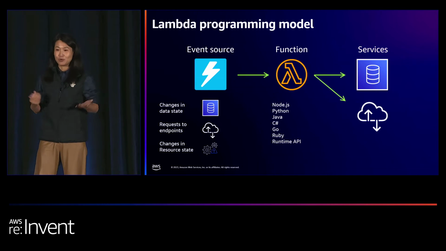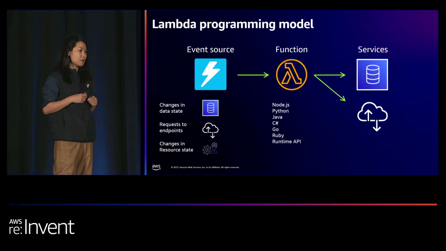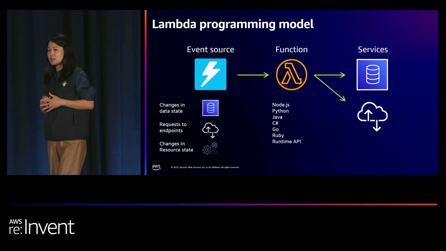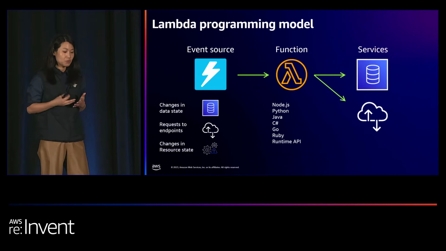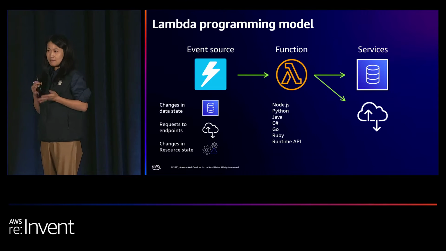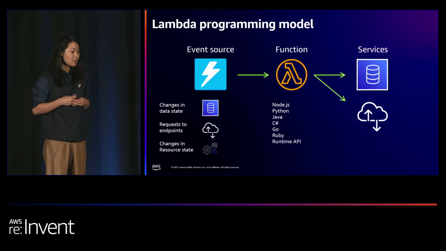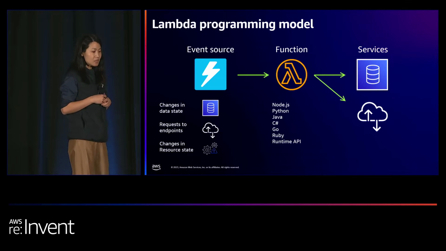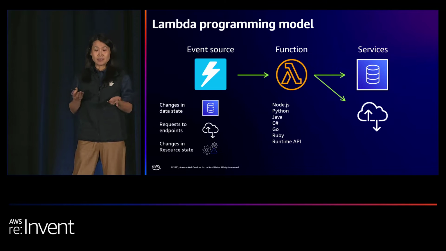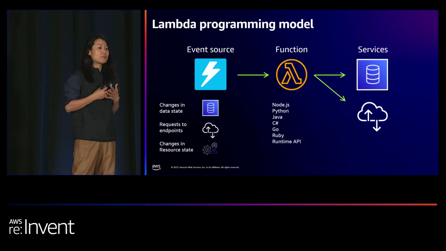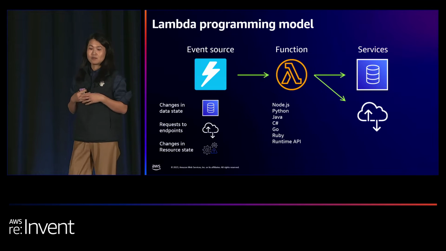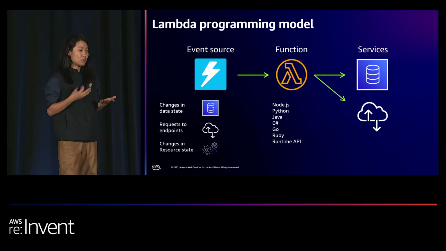Okay, the Lambda programming model. Lambda is based on the event-driven programming model. Instead of a request-response style, the Lambda programming model is all about running code in response to a specific event. It includes changes in data state, requests to an endpoint, and changes in resource state. As events happen, Lambda functions are triggered automatically and run in a stateless environment. So developers can write code without worrying about managing underlying infrastructure and persistent state between invocations. Lambda supports multiple programming languages, such as Node.js, Python, Java, and more, so developers can choose their familiar programming language to build their Lambda functions.